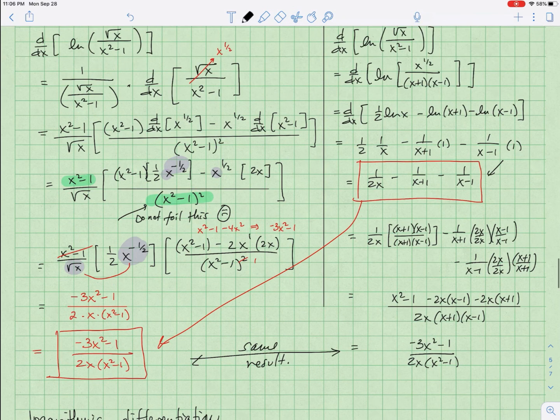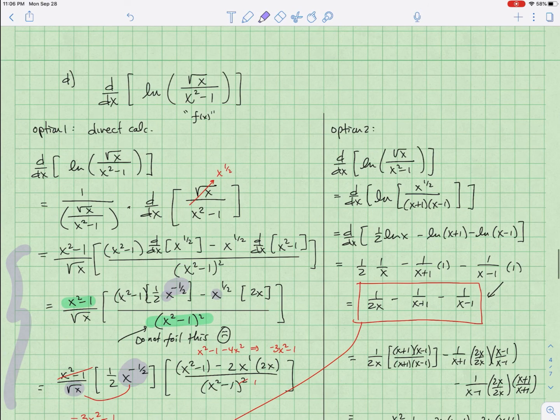And by using these log properties in the beginning, I just avoided this massive headache over here of product rule, quotient rule, chain rule, power rule. It just wipes everything out. So hopefully you can see the benefit there. This is the preferred method.